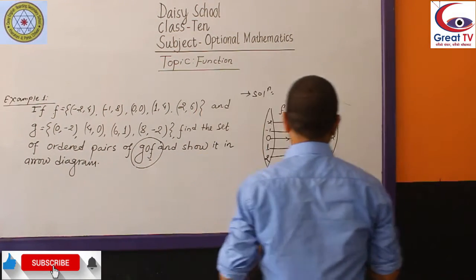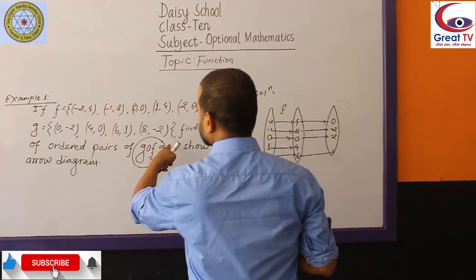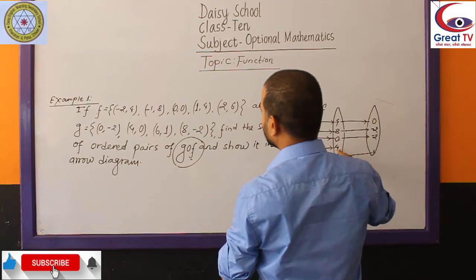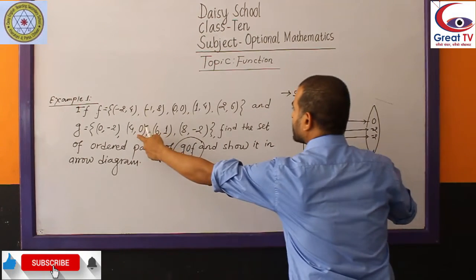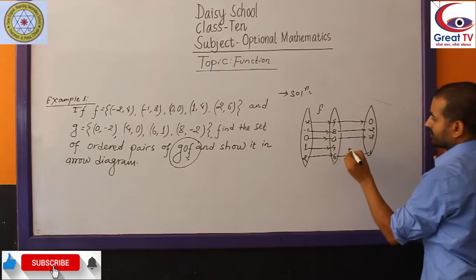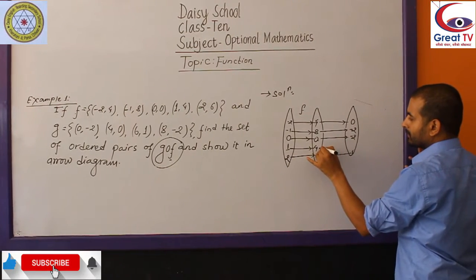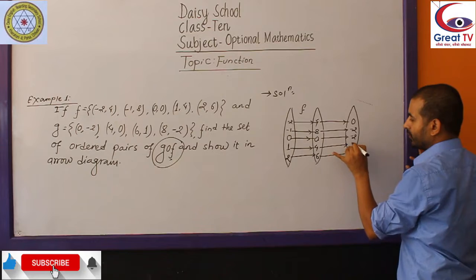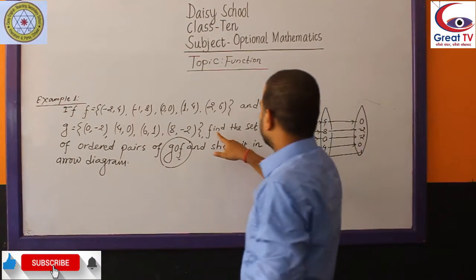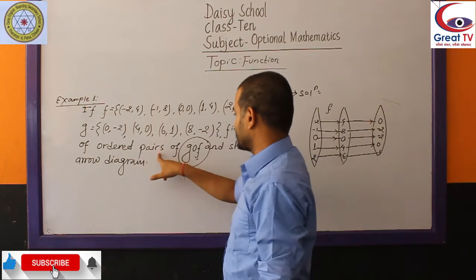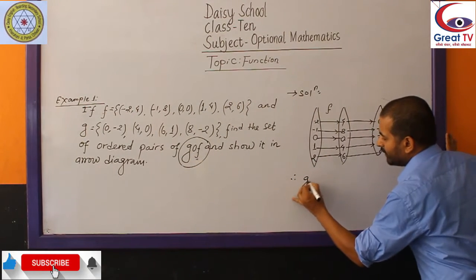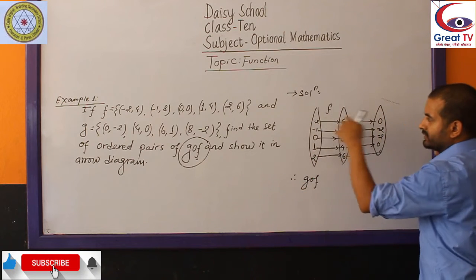So this one, 4. There are two. And 4 becomes 0. 4 becomes 0, and there are two 4s here. So let's write it. Find the set of ordered pairs of g o f, from f to g.